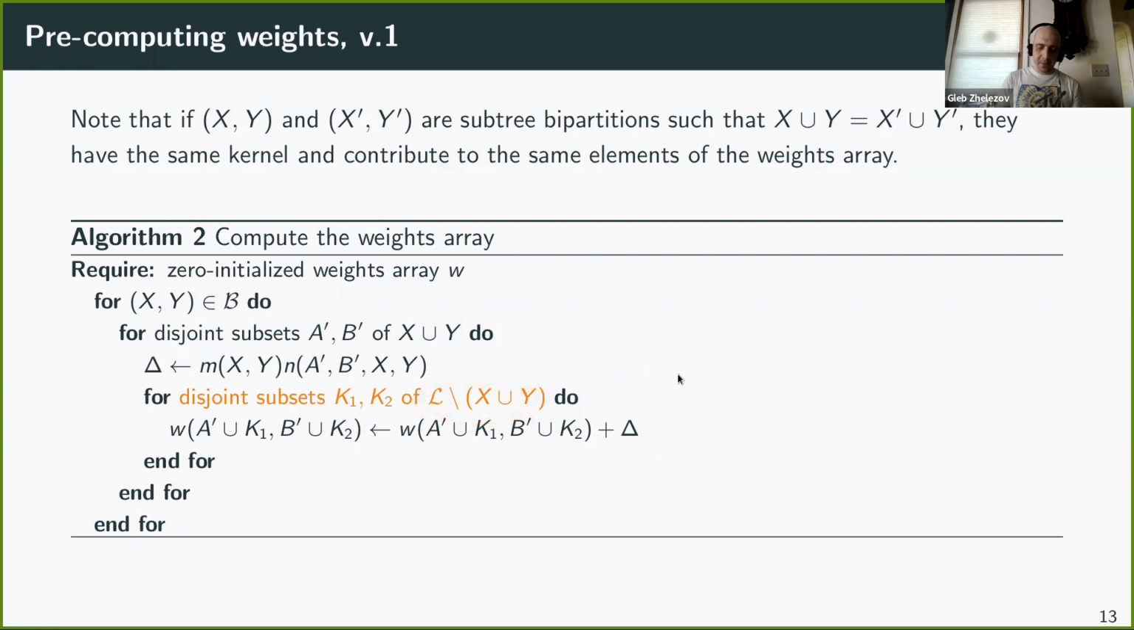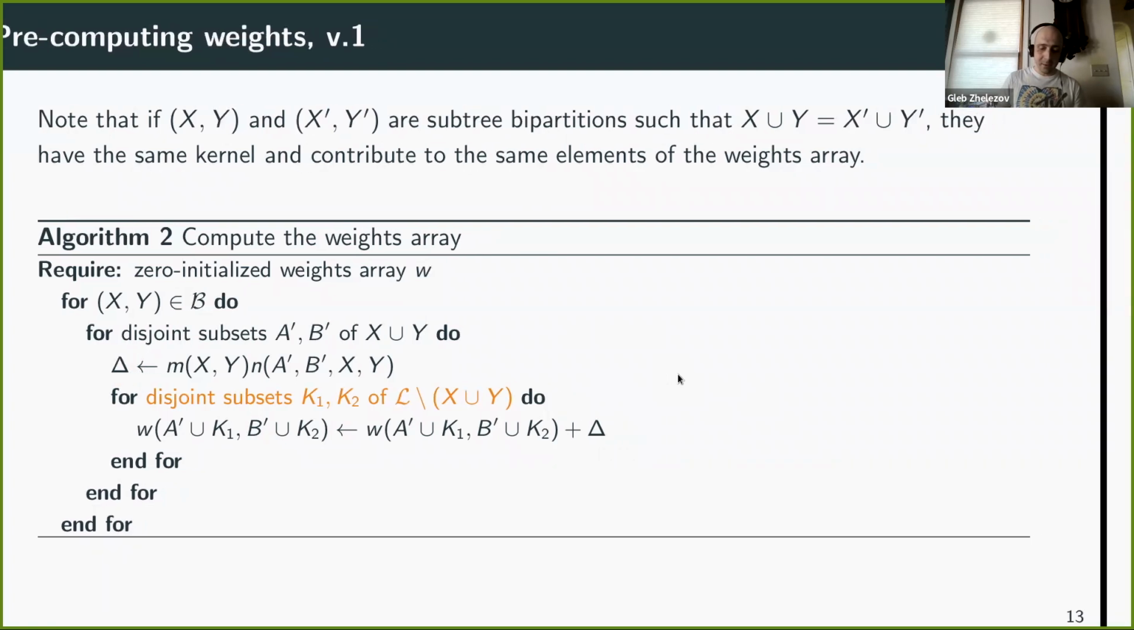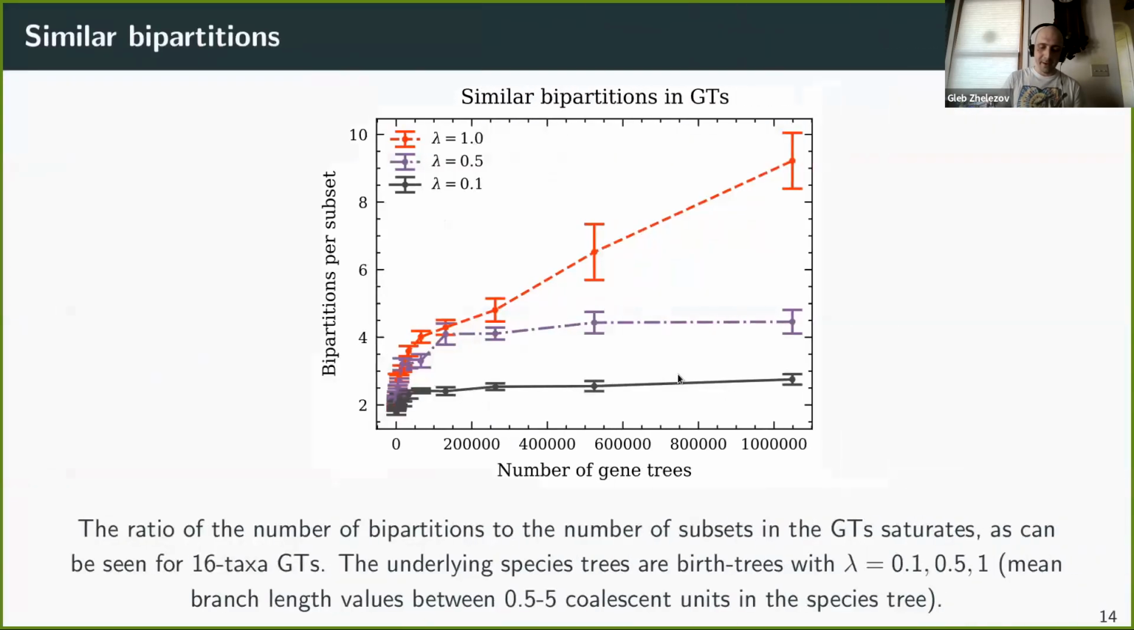But if you look at it long enough, you realize that it doesn't really matter what X and Y are. It only matters what the union is. So if you somehow pre-computed the sum first and only then did this inner loop, you would save a lot of time. And this is exactly what we ended up doing after fighting with it for a long time. But before I show the algorithm, let me show the motivation for this.